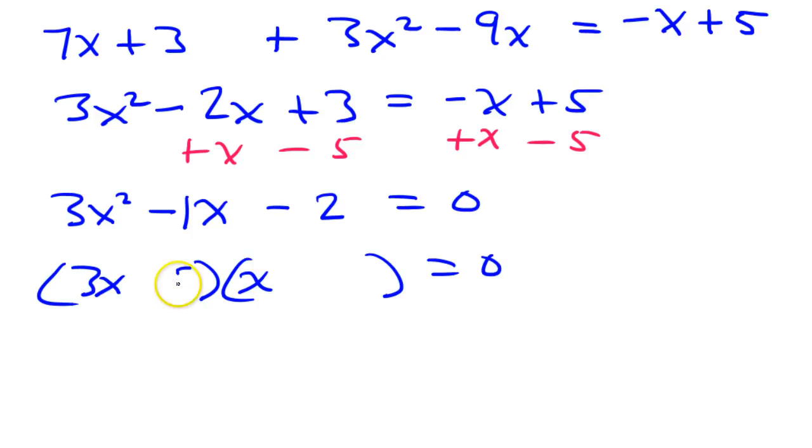So I'm going to turn around and put the 2 here and the 1 here. Inner plus outer must equal middle. Inner, I now have 2x. Outer, I have 3x. To get a negative 1 middle, I will need a positive 2 and a negative 3. So there's my positive 2, and this will give me negative 3. A positive times a negative will give me the negative 2. So this is working.